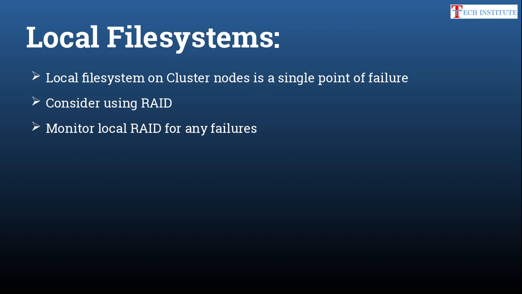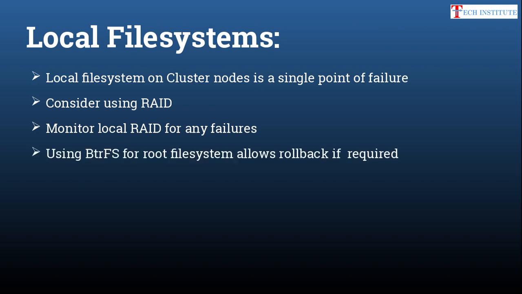Also you need to monitor the local RAID for any failures so that you get an alert. And you can also consider using BTRFS or ButterFS for your root file system, which allows you to have a rollback facility. Every time you make some changes in your root file system, it will take a snapshot so that you can roll back to that snapshot later if required. Now you need to keep in mind this is not a replacement for a test environment. You should not think, okay, I don't need a test environment to test all the changes there and then implement in production. You always need to have a test environment.